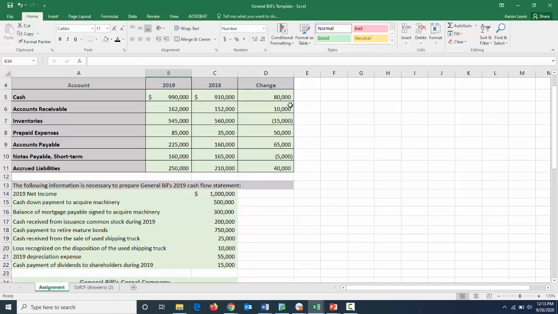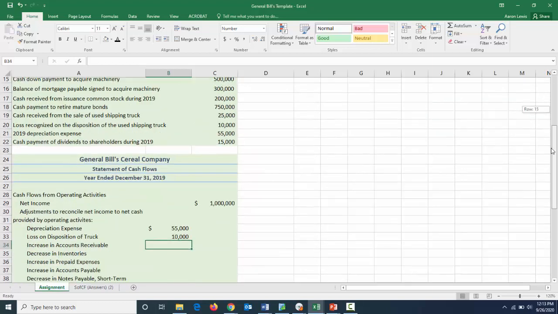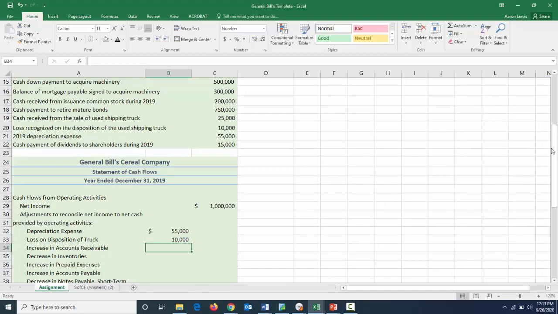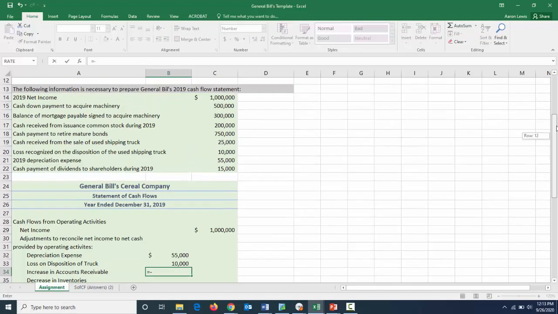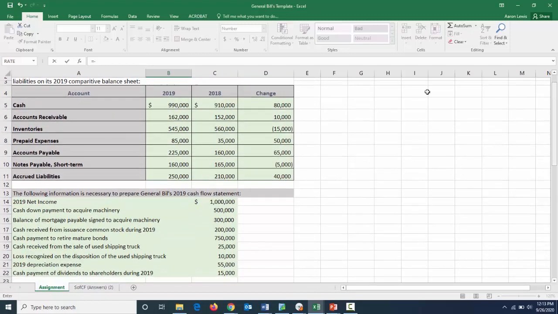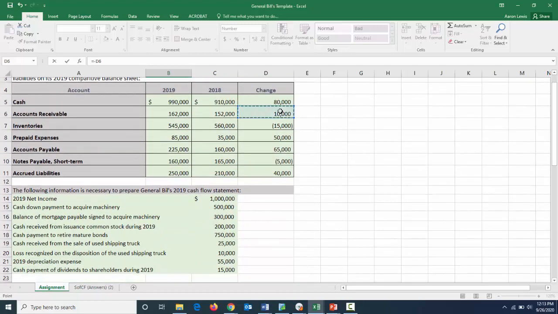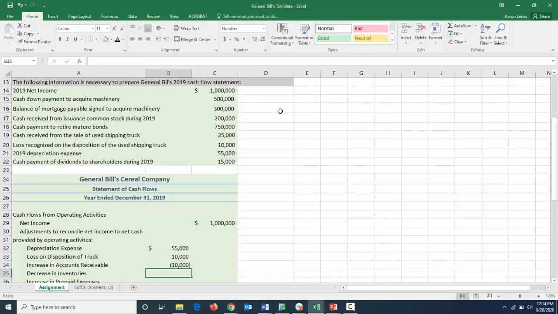We see that AR increased by $10,000 during the period. Well, if our receivables went up, that means that for the sales that we made, we got paid less in cash. More of our customers paid on account. So it is decreasing our cash flow. So for current assets, do the opposite of the change. If we had an increase of $10,000 for the change in the account, let's decrease cash flow by $10,000, because we received $10,000 less in cash from the same amount of revenue.